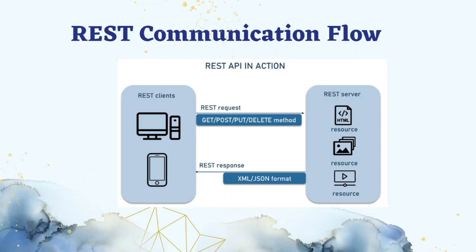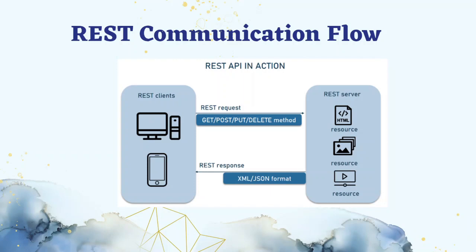This is the communication flow of REST. The REST client can be anything. It can be a computer, or a phone, or any device. It sends a request to a REST server. The server can provide a web page or an image or a video, anything. The request is sent using a get, post, put, or delete method. And once that is done, a response is received in JSON or XML format.